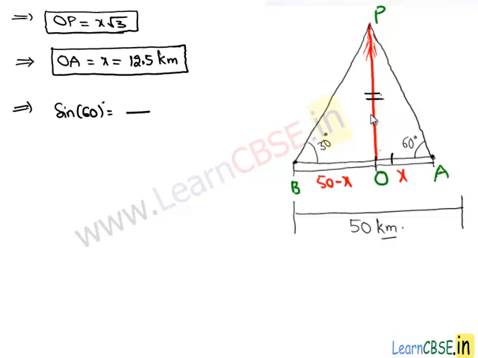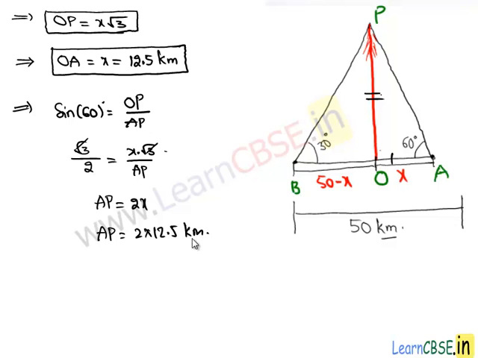Sine of 60 degrees is the ratio of perpendicular to the hypotenuse of the right angle triangle, that is OP upon AP. Here we have to find the value of AP. We know that sine 60 degrees is root 3 upon 2, and we got the value of OP, which is x times root 3. AP is unknown. On both sides, root 3 gets cancelled. By cross multiplication, we get AP is equal to 2 times x. That is, AP is equal to 2 times 12.5 kilometers, and it is equal to 25 kilometers.